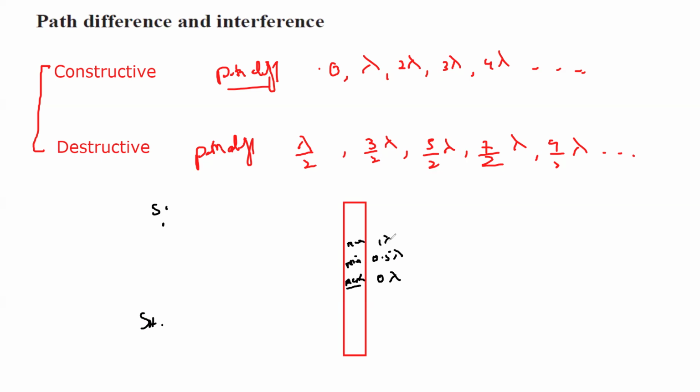What is the path difference? 1 wavelength. Then above that, we'll have a minima. What is the path difference? 1.5 wavelength. Then above the minima, we'll have a maxima, and the path difference will be 2 wavelengths.